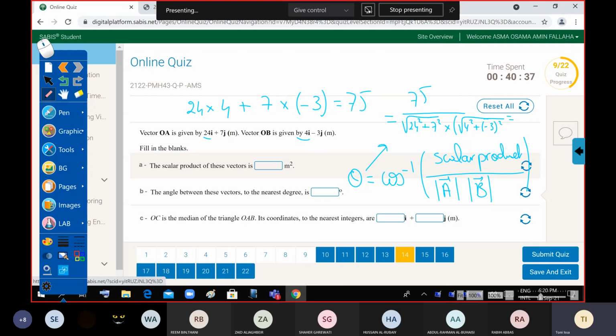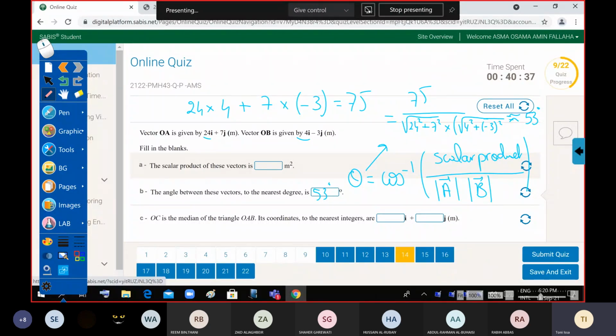Once you do this on your calculator with the cosine minus 1, you will get an angle approximately equal to 53 degrees. So the angle here will be 53 degrees. So when they ask you about the angle between the two vectors, this is what you will do. You find the scalar product, and then you divide by the product of their magnitudes.